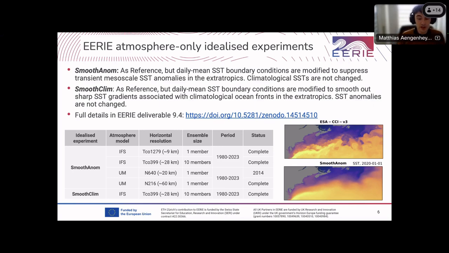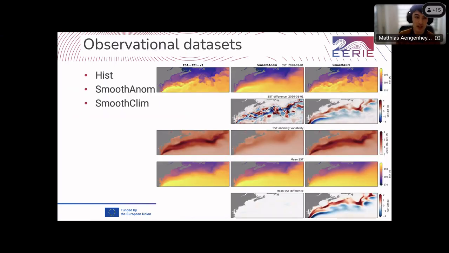of the impact of the fronts rather than of the eddies. I should have said in the beginning, if anybody has any questions, please just interrupt me in case something is not clear. And just to summarize how these sets of experiments look, and what that means for the SST boundary condition, I've tried to summarize it in this figure, which follows from the last slide.